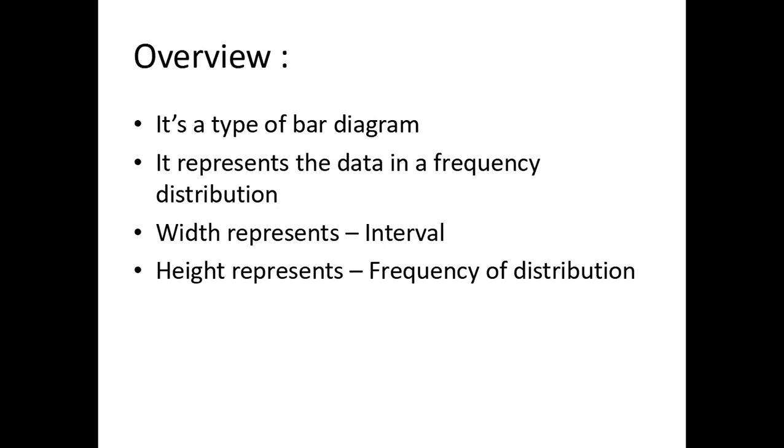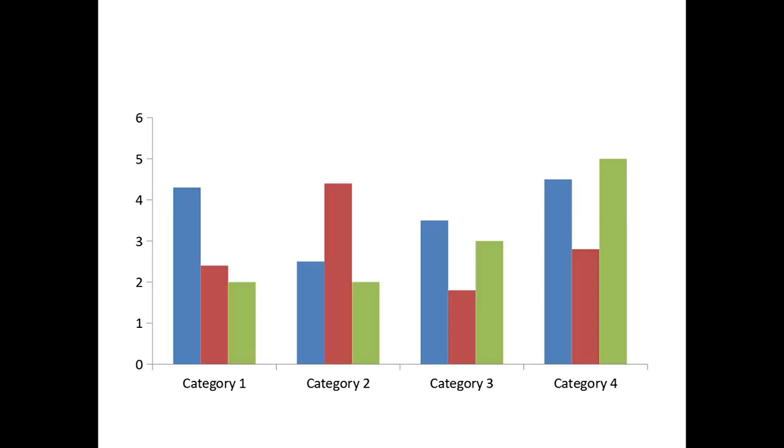The overview is that it is a type of bar diagram and it represents the data in a frequency distribution, and the width represents the interval and the height represents the frequency of distribution. So, this is the diagram showing the histogram. In case of category 1, different colors to different samples, and category 2, category 3, and category 4. The histogram looks like this.